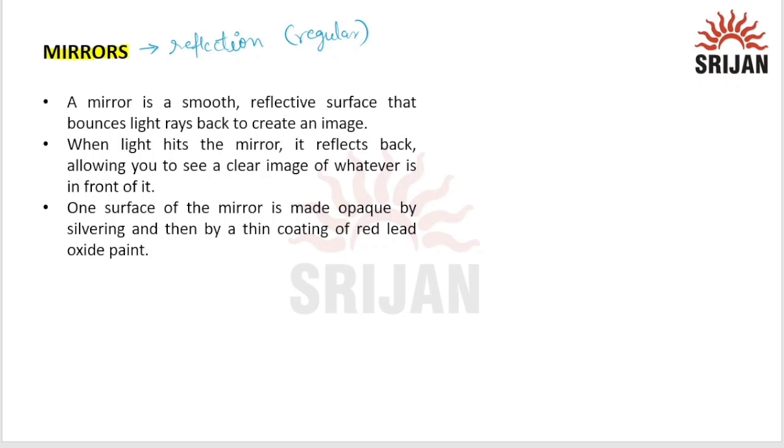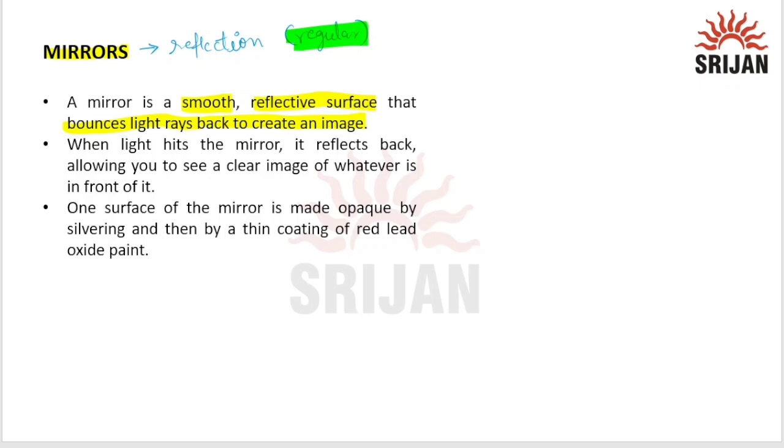Now, if I ask you that if regular reflection is going to take place, what kind of surface you want? You will answer me that you want a smooth and even surface. Therefore, it is written here that a mirror is a smooth reflective surface. And what happens in reflection? That the light bounces back. So it continues its sentence like this: a mirror is a smooth reflective surface that bounces light rays back to create an image.